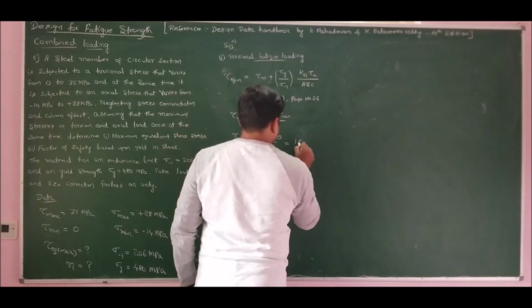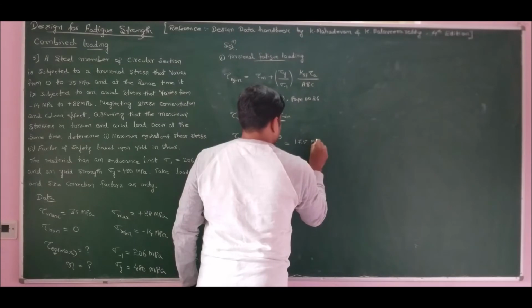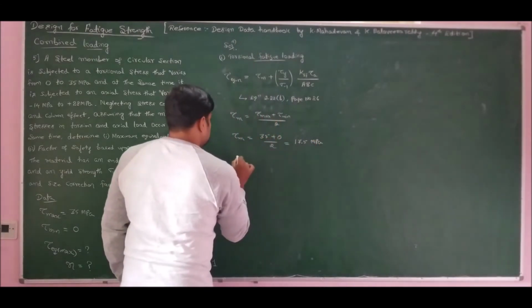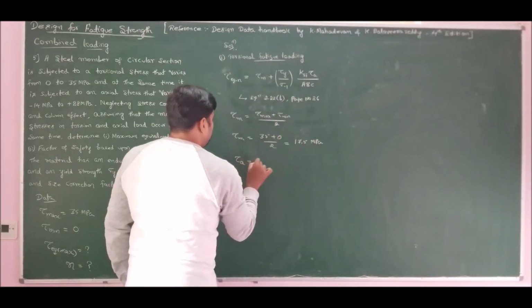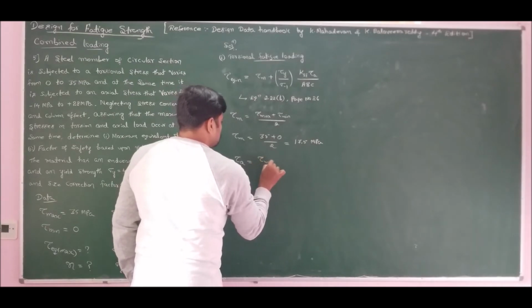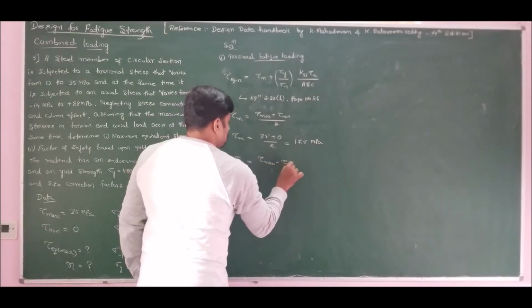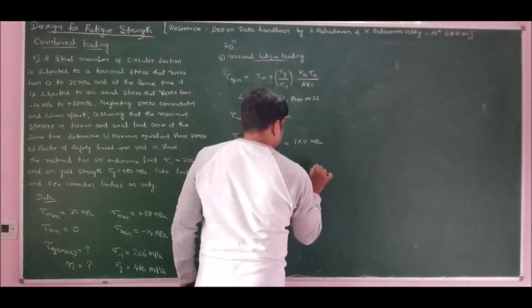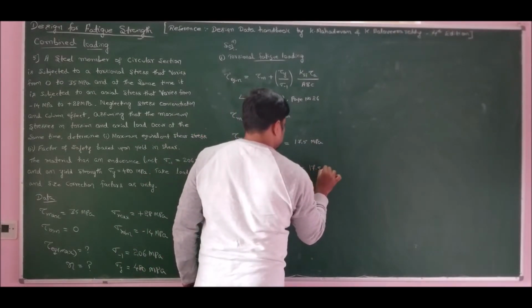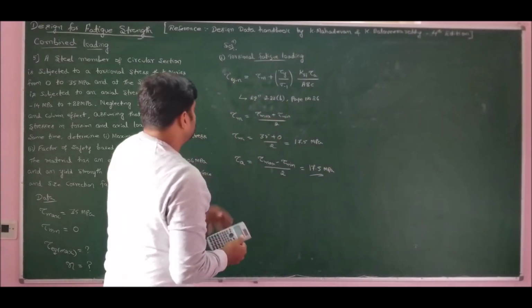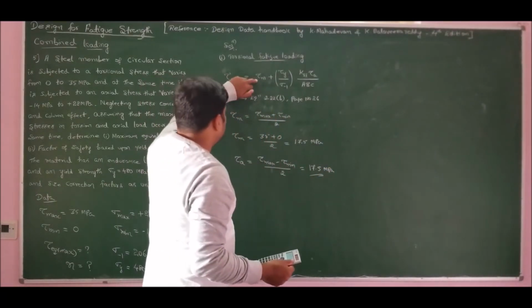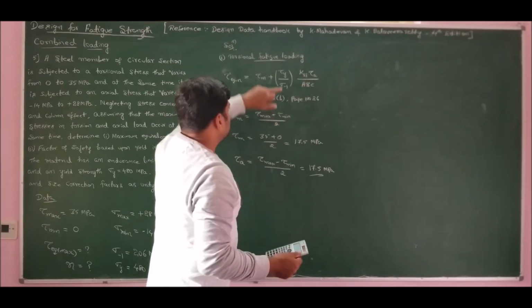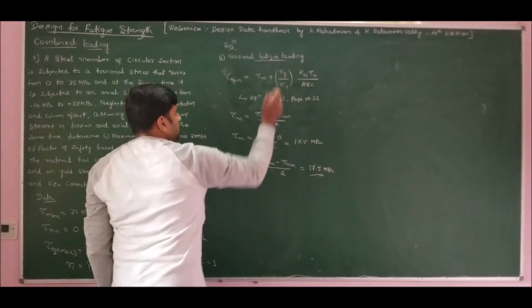Correct, 17.5 megapascals. Similarly, if I find tau amplitude, it is tau max minus tau minimum by 2, which will also remain the same because tau minimum is 0, that is also 17.5 megapascals. So we know tau mean, we know tau amplitude. Now coming to tau yield.